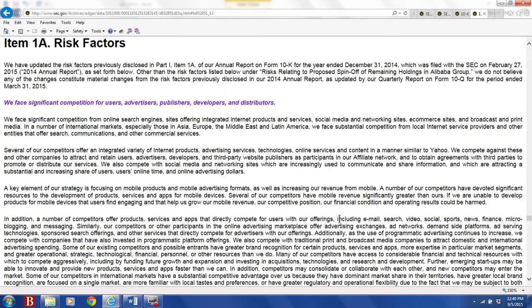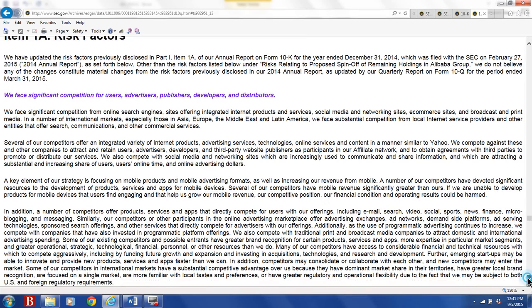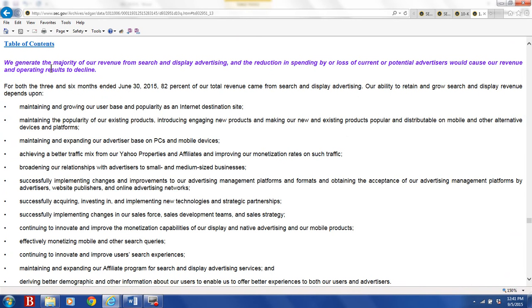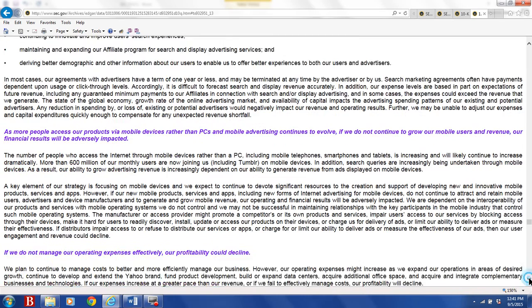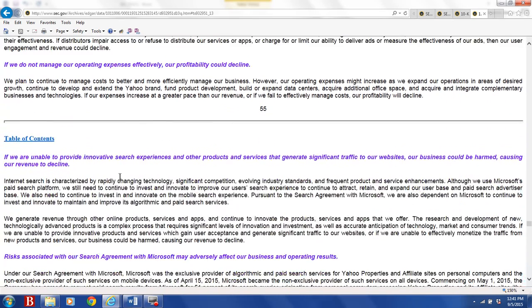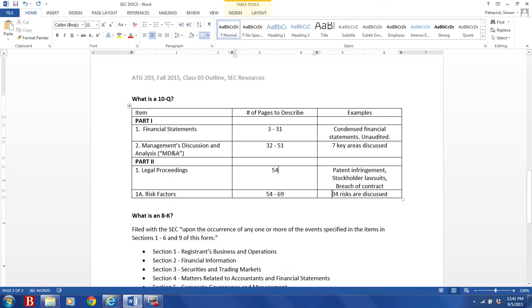And then the last thing I'm going to return to is risk factors. Right? They talk about how we face significant competition for users. We generate the majority of our revenue from search and display advertising. The reduction in spending by or loss of current or potential advertisers could cause our revenue and operating results to decline. They talk about not being able to manage operating expenses. You can see here I counted them up, 34 risks. That's about the same number that we saw in the annual report. So once again, if you're going to understand the company, you need to understand what kind of potential problems they would encounter.